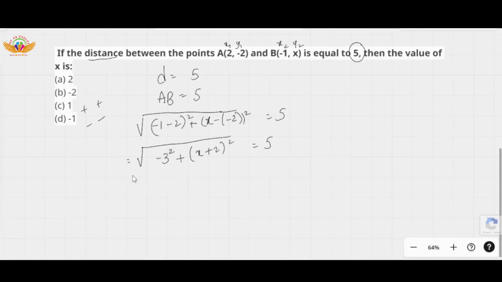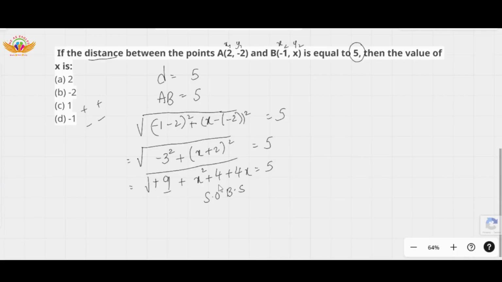So what is minus 3 square? Minus into minus is plus and 3 square is 9 plus, okay, this is in the form of a plus b whole square, a square plus b square plus 2ab, and this root is equal to 5. So in order to cancel the root, I am going to square on both sides. I don't want this root. So hence it will become like this.